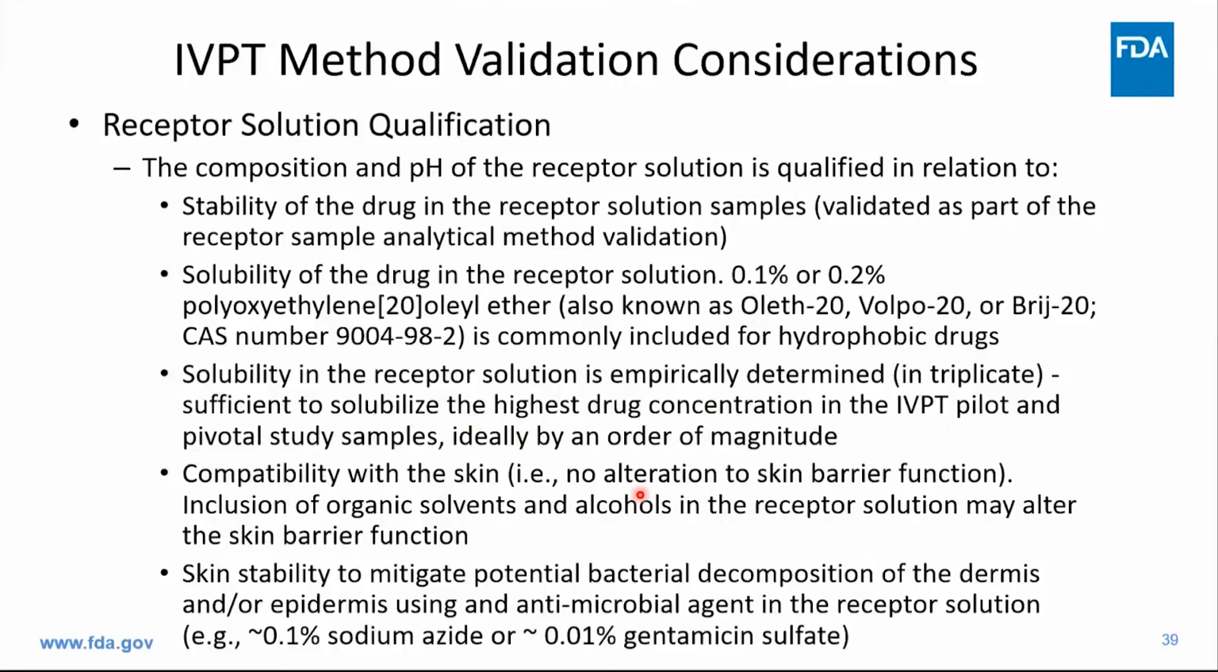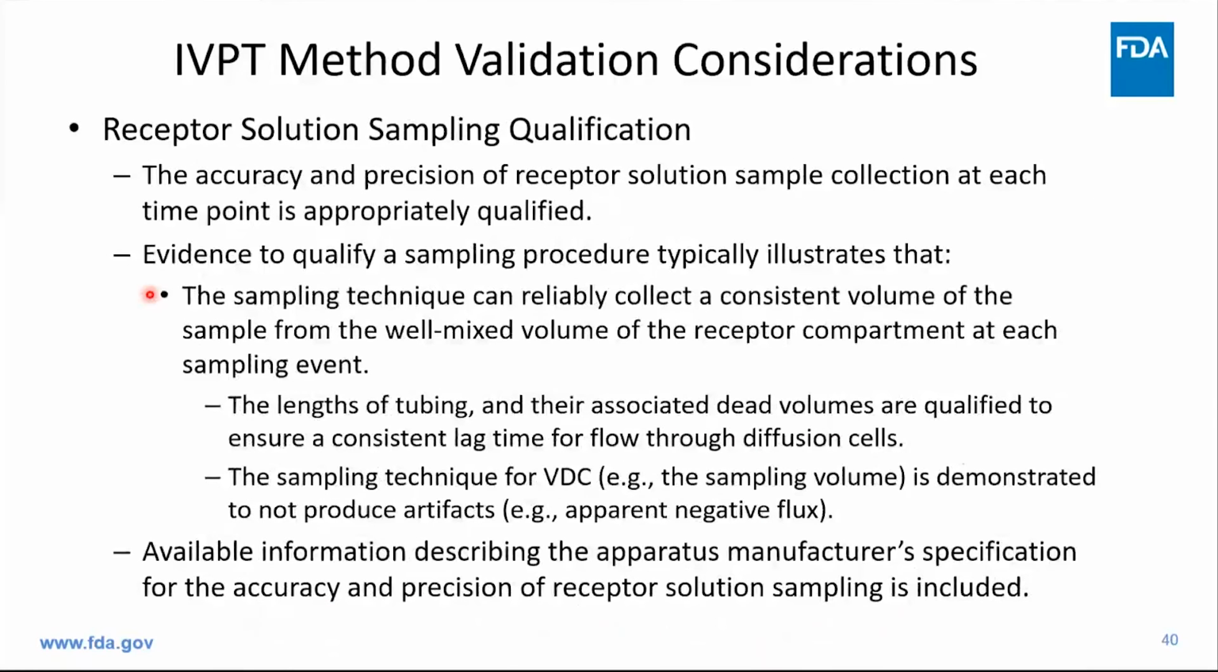that it doesn't alter the barrier function, that you don't have organic solvents and alcohols that may alter the skin barrier function, and that the skin is stable, and that you want to mitigate potential bacterial decomposition of the dermis and the epidermis by typically using an antimicrobial agent in the receptor solution, something like sodium azide or gentamicin sulfate. In the early days, these were not used, and that's why the length of those studies was sometimes shorter. But when using these kinds of conditions, you can often have IVPT studies that have valid conditions out for a few days. Now, the receptor solution sampling itself also needs to be qualified. How is this done? Well, the accuracy and precision of the receptor solution sample collection at each time point is qualified.